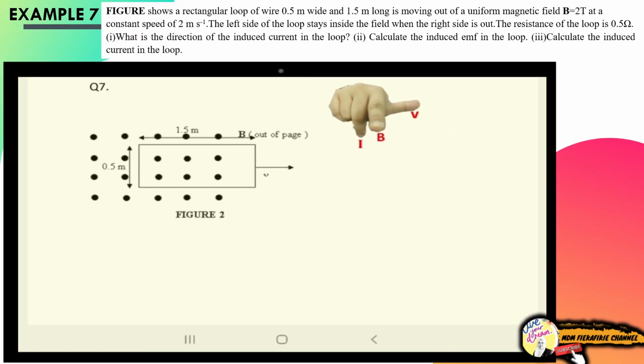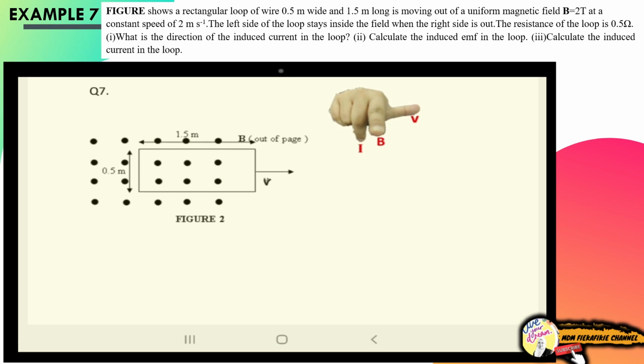Look at question 7. The figure shows a rectangular loop of wire 0.5 meter wide and 1.5 meter long, and it's moving out of a uniform magnetic field. The direction of V is given in this direction, and the magnetic field B is 2 Tesla, at a constant speed of 2 meter per second.